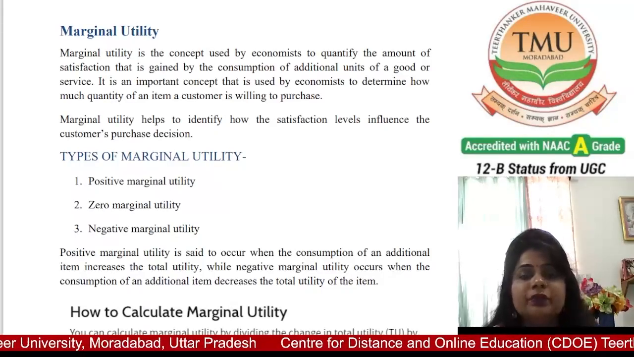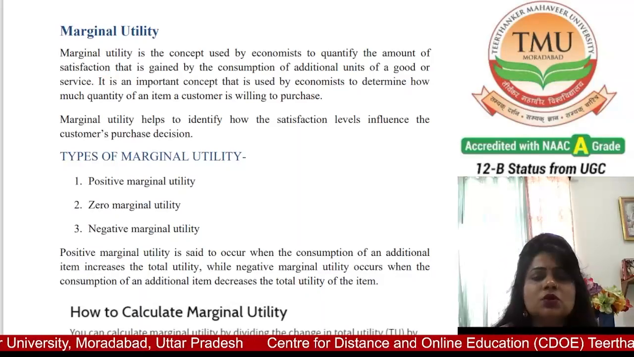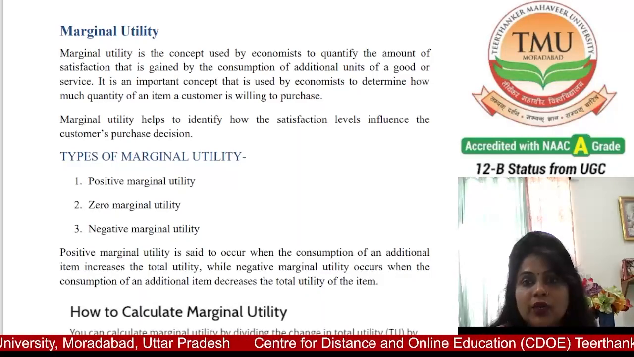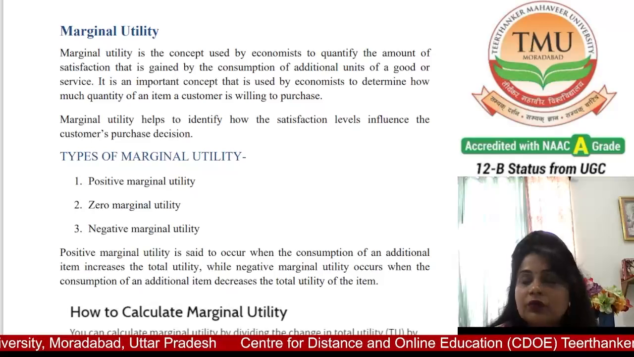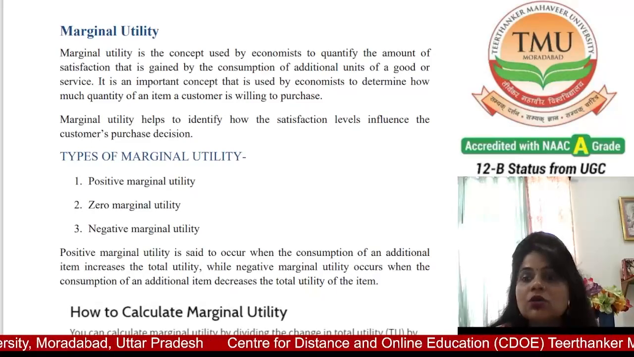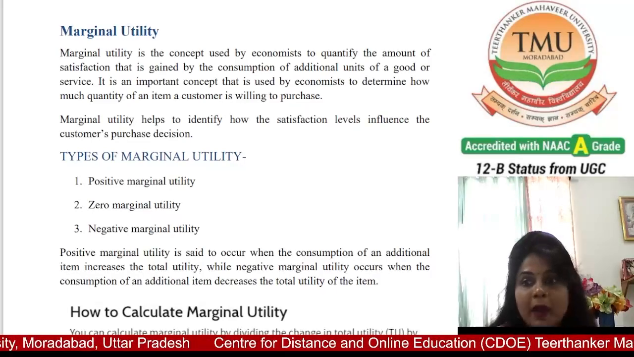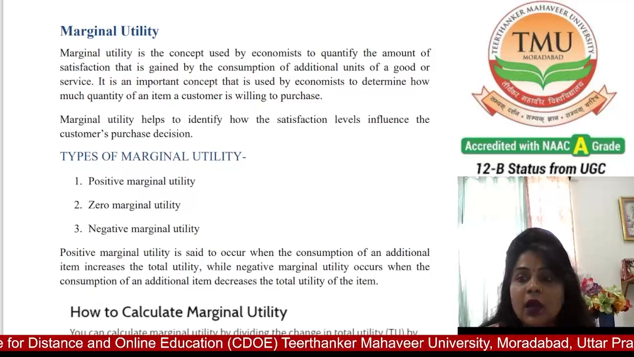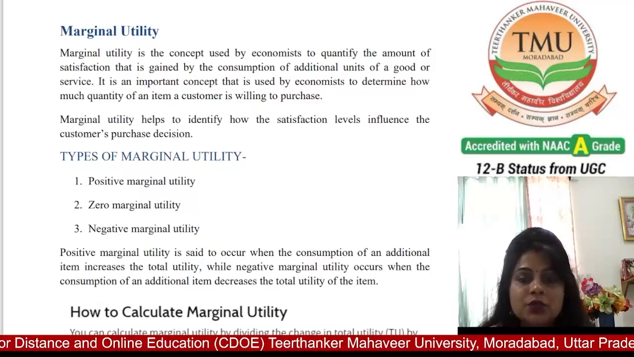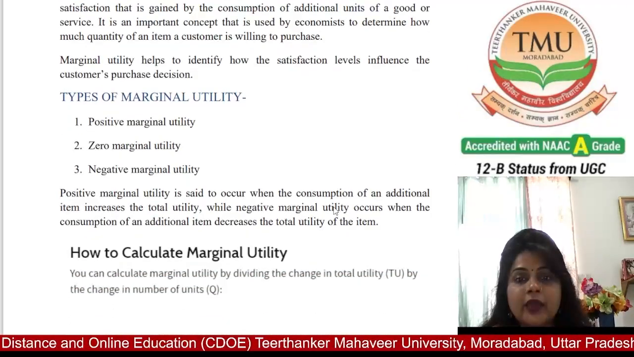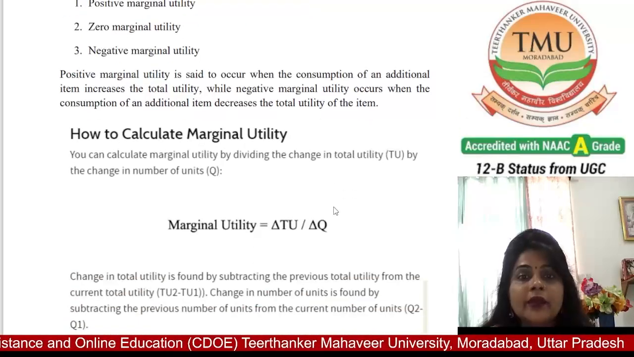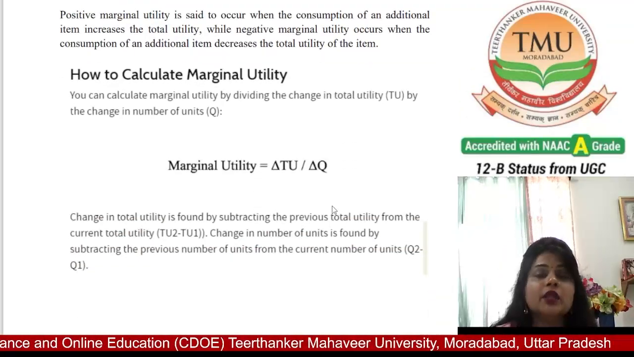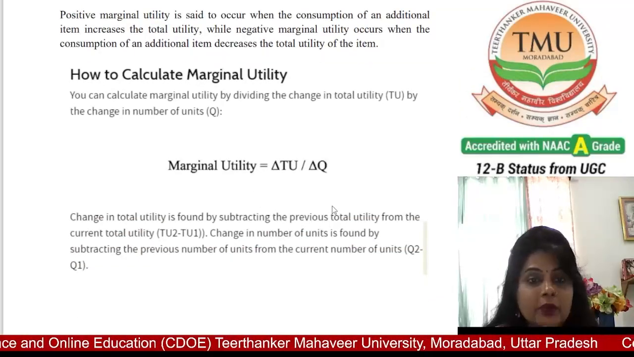Many examples are also given for marginal utility, and Adam Smith is also considered the father of microeconomics. I think you have completely understood what marginal utility is, the types of marginal utility, and positive, zero, and negative marginal utility.